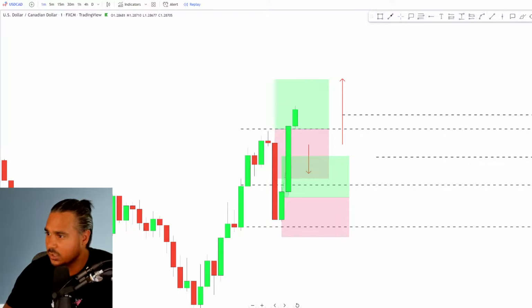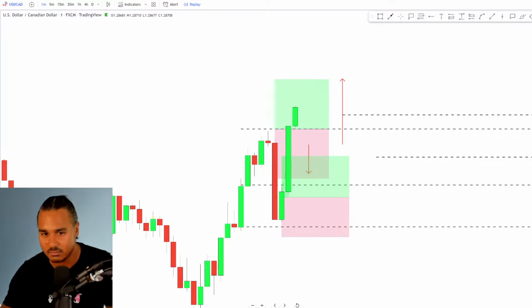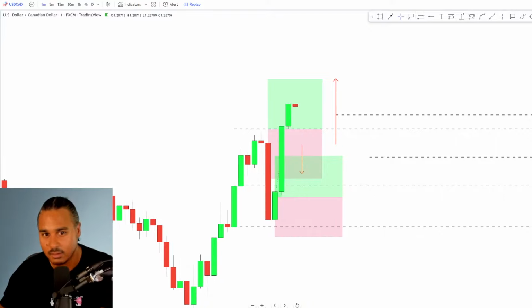Can you explain the liquidity grabs and how to identify them? I don't know anything about liquidity grabs.